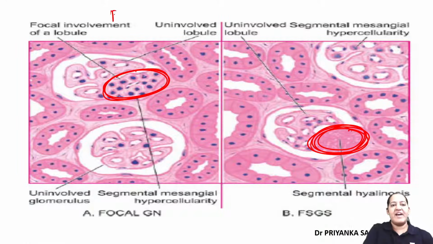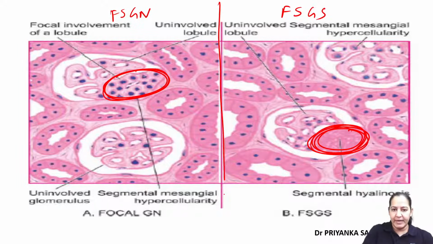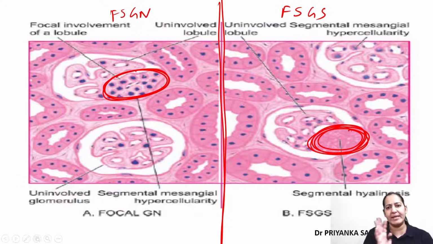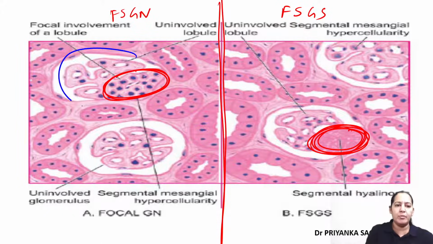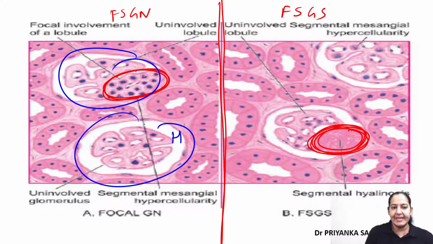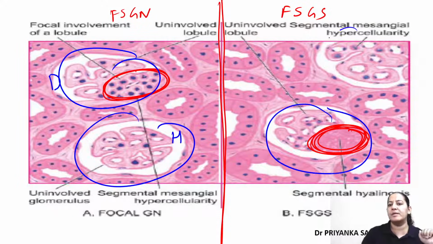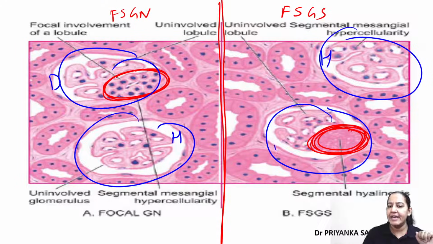So this is FSGN, this is FSGS. You can see the difference between them. Here also in FSGN, two glomeruli are there. This is healthy. This is diseased. So one is involved, one is not involved. Here also two glomeruli are there. This is healthy. This is diseased. So both the diseases are focal because some glomeruli are involved, some are not involved.